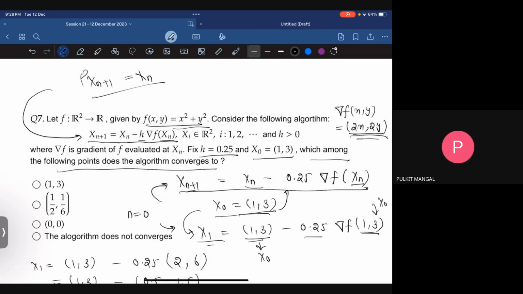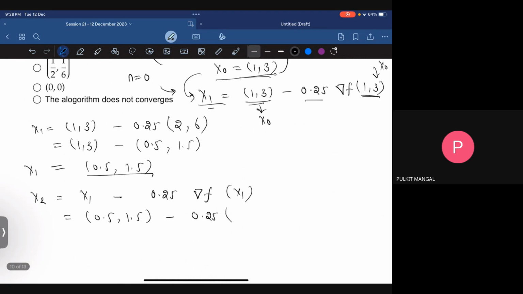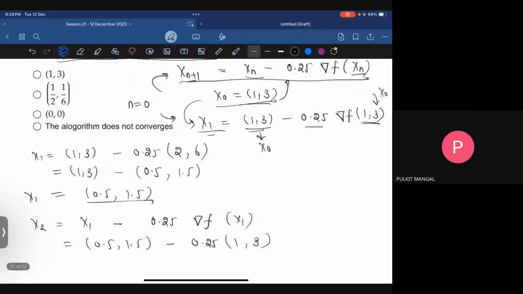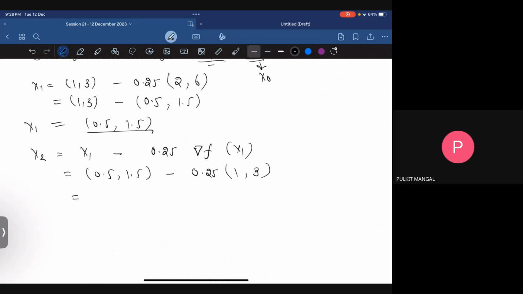Gradient of function was 2x comma 2y. So that is 0.5 comma... so now you got 0.5 comma 1.5 minus 0.25 comma 0.75. So if you just subtract it, you'll get 0.25 comma 1.5 minus 0.75, so 0.75. Okay. Any doubt?